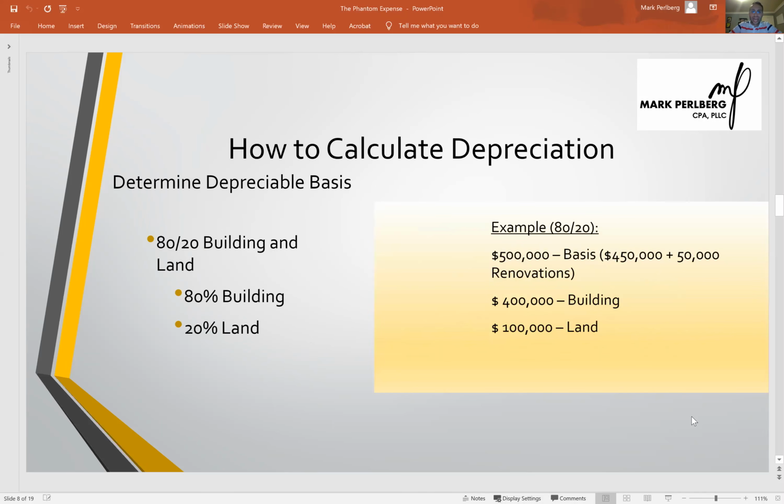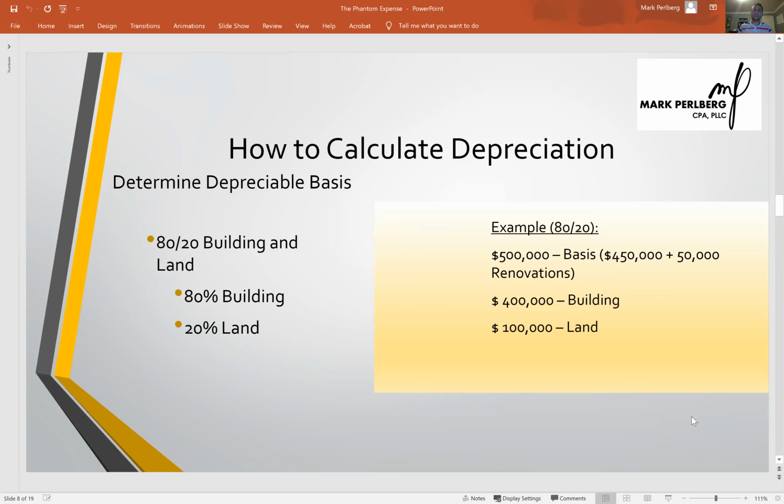So once we have our basis in the asset, we need our depreciable basis. So we have the basis of the asset as a whole, and now what we have to do is take out that land value, because as you recall, land does not depreciate.